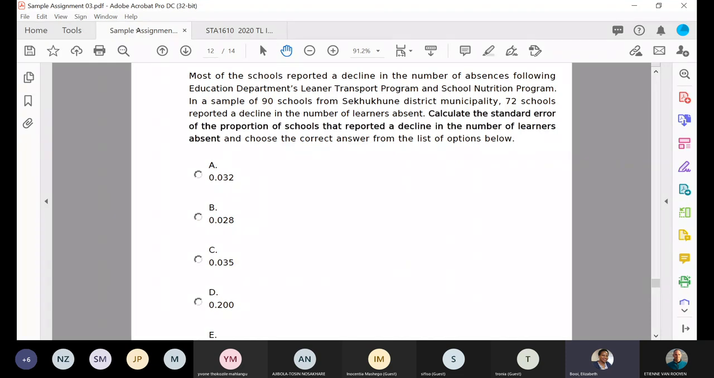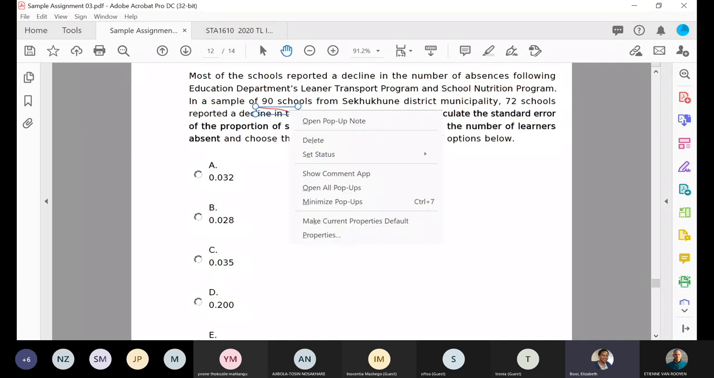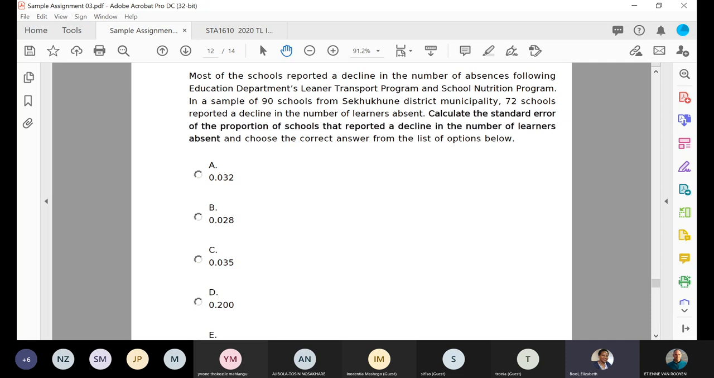In a sample of 90 schools from Sikukuni district, 72 schools reported a decline in the number of absent learners. Calculate the standard error of the proportion of schools that reported a decline. Oh, that's the other thing that I didn't talk about. So when we do sampling distribution, we can also do sampling distribution for the proportion. Let's do the summary on this side, and then we can answer on there.